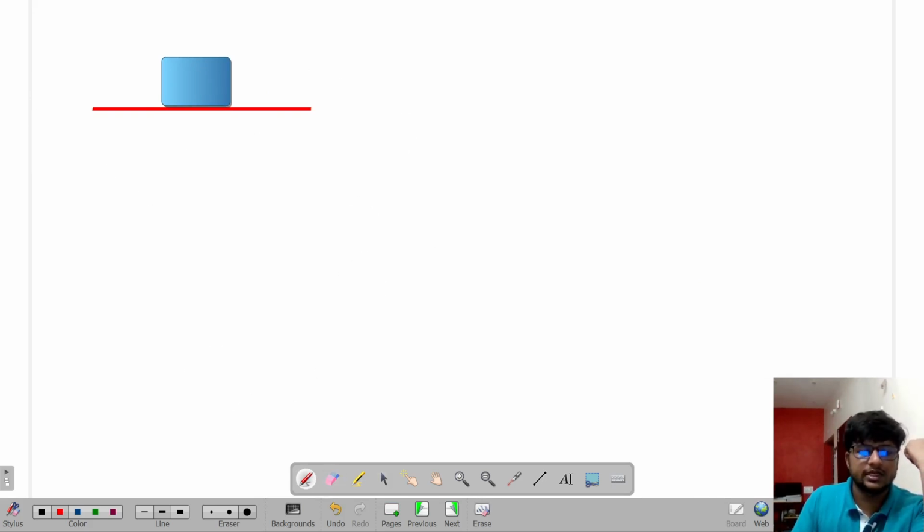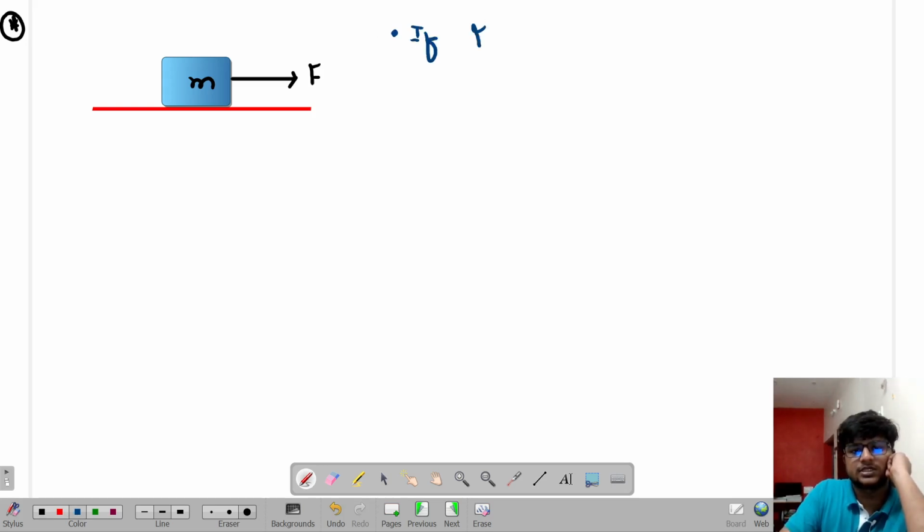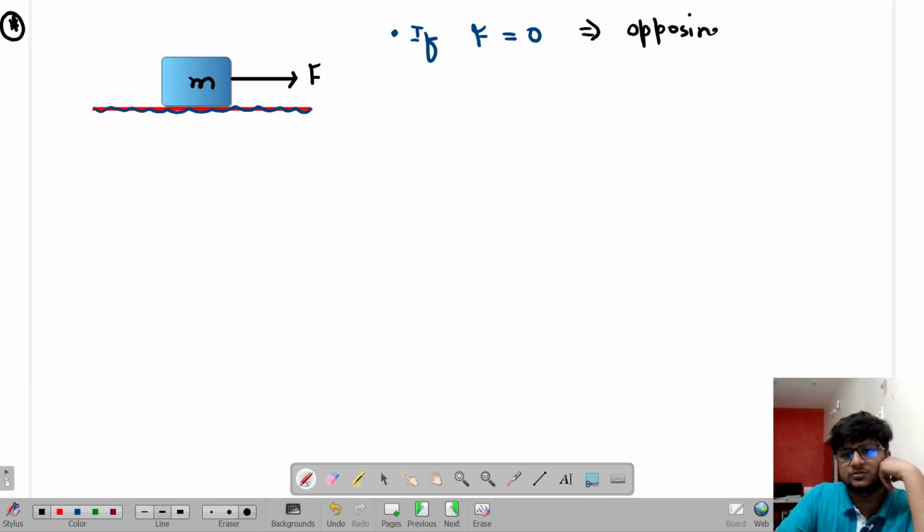Yes, sir. Let's suppose this is some block of mass M, and I apply some force over there. Now I'm going into the definition part. Case one: if this external force is zero, meaning there is no force present on the body, then the opposing force is basically zero.